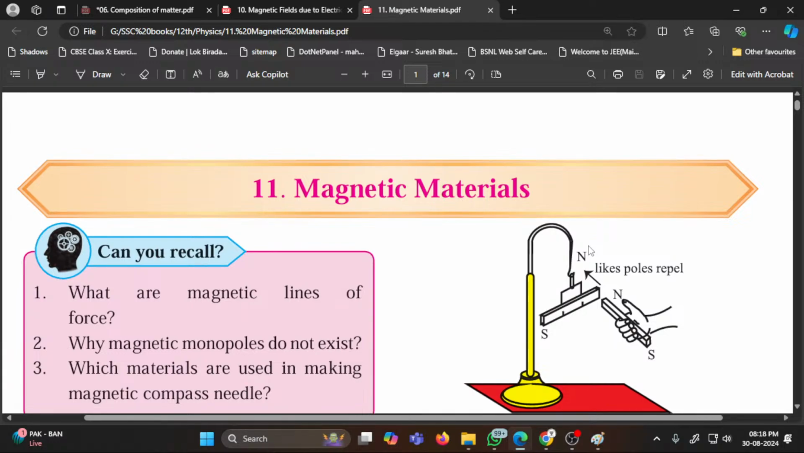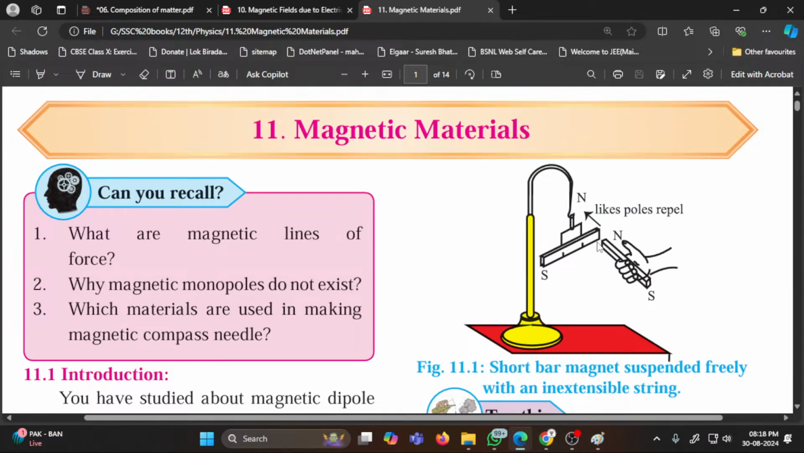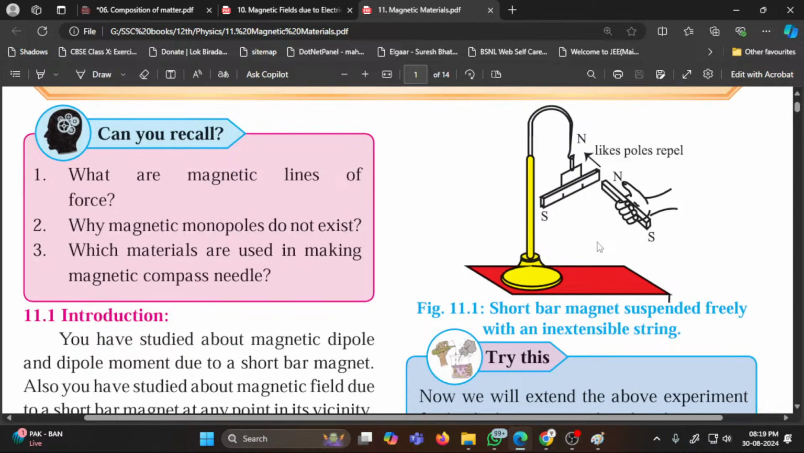We know that these magnetic lines of force originate from the north pole of the magnet and they terminate on the south pole. The lines are crowded where the field is strong, and the lines are far apart from each other where the field is weak. Magnetic monopoles do not exist, because even if we cut the magnet into smaller and smaller pieces, every time we will get a north pole and a south pole.